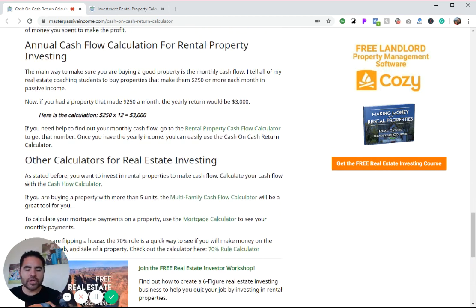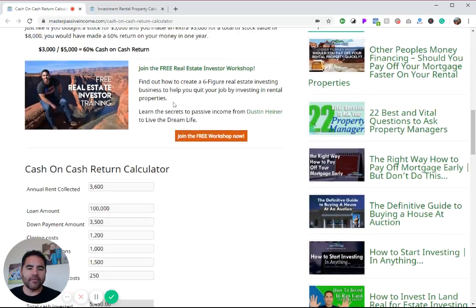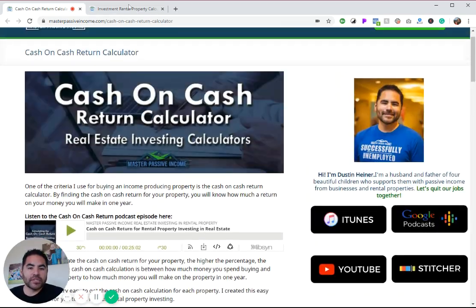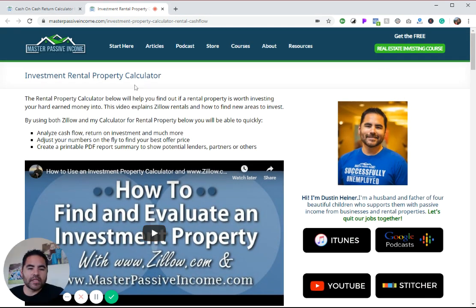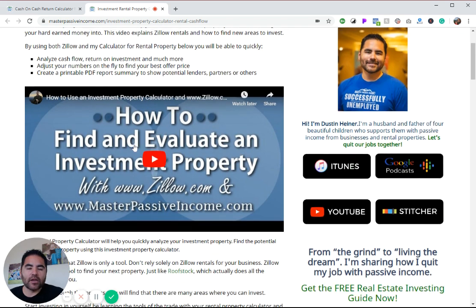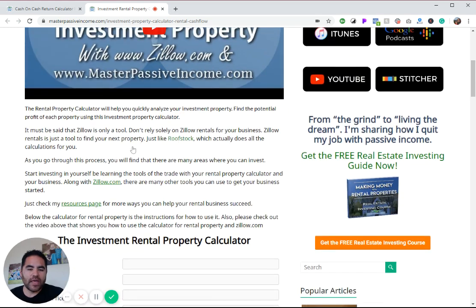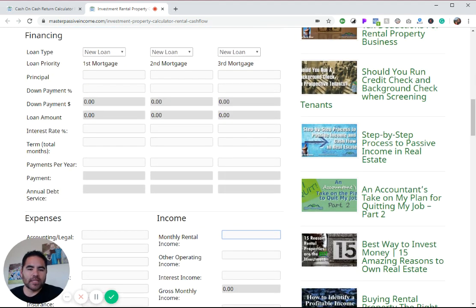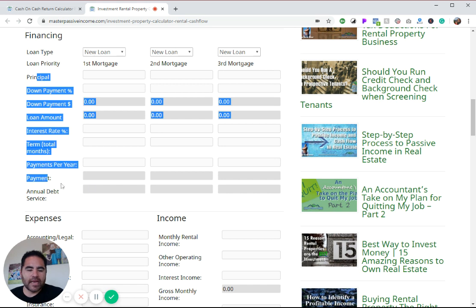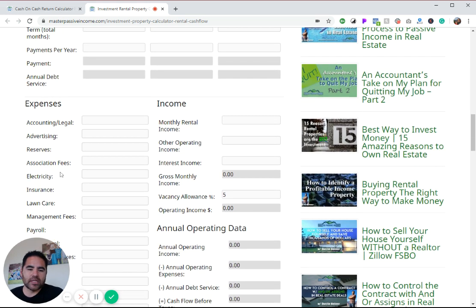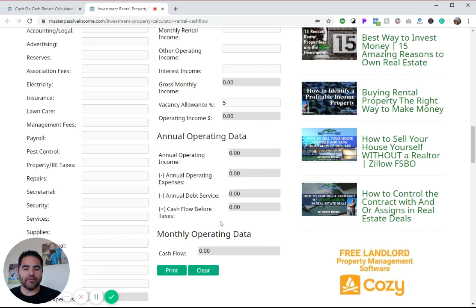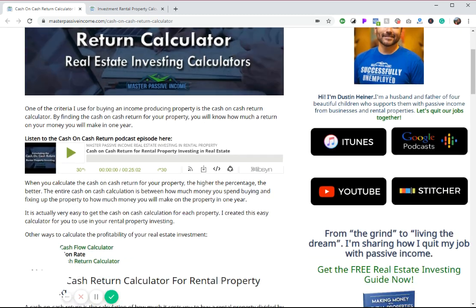But I do also want to quickly show you the other calculator that I have that's huge for all my rental property investors and all my students as well, which is the investment property calculator. I even have a walkthrough right here showing you how to use Zillow to find properties and utilize the calculator to actually calculate the numbers. So here's the calculator. You basically put all the information in. This is all the financing information, loan amount, percentage, all that sort of stuff. You enter in your expenses, enter your income, and at the very end, it's going to pop out how much you're going to make every single month in cash flow. I'll put both of these calculators in the description so you can get started utilizing them.